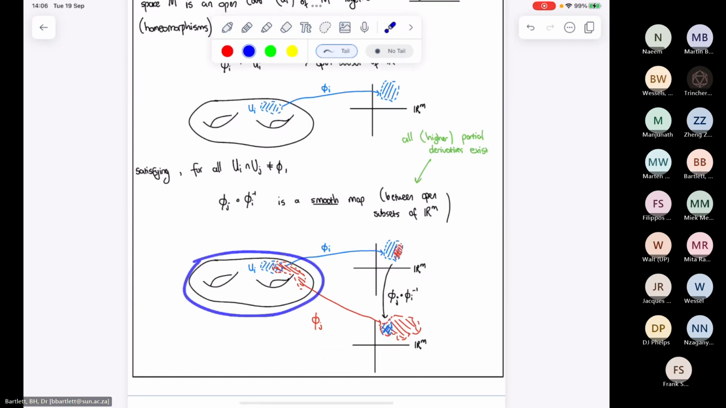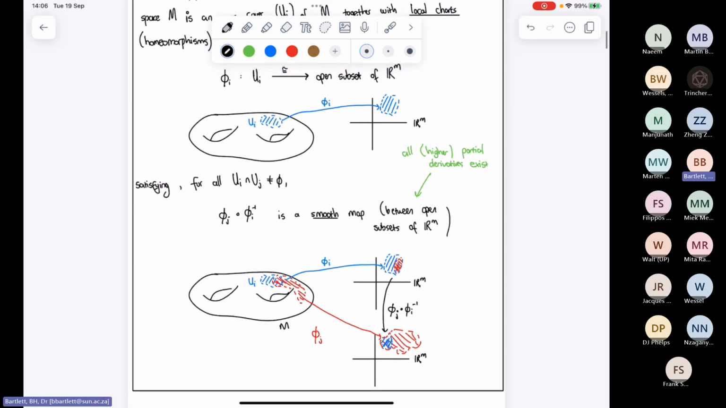Here is my topological space M. And here I've got two charts in the atlas, phi i and phi j, and they're living on different open sets Ui and Uj. Phi i gets me into some open set of Rm, and phi j is a homeomorphism from Uj into some open set in Rm. So on the intersection, I can consider this map here, which is a map from this little section to this little section of the open set here. And I want that map to be smooth.